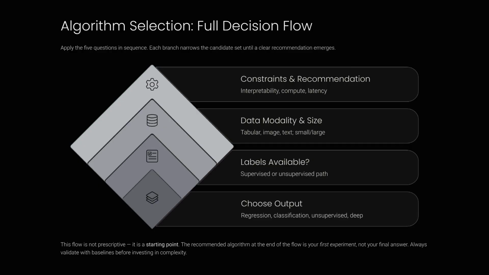Apply the 5 questions in sequence. Choose output, labels available, data modality and size, and constraints. Remember, this flow is a starting point for your first experiment.